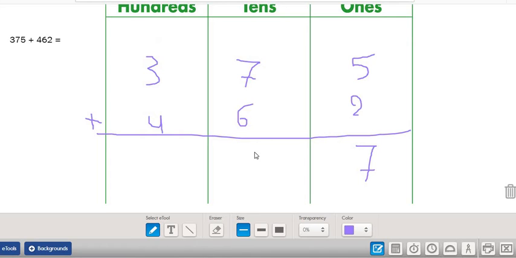So we cannot write here number 13. We have to regroup. So we write here number 3 and 1 for hundreds. We regroup 10 tens as 100. And now 1 plus 3 equals 4, and 4 plus 4 equals 8. So the answer is 837.